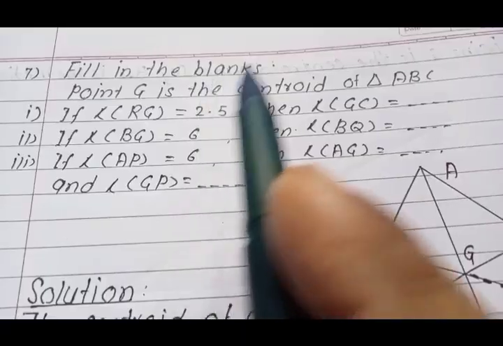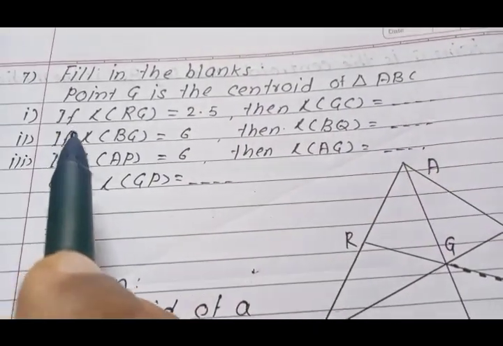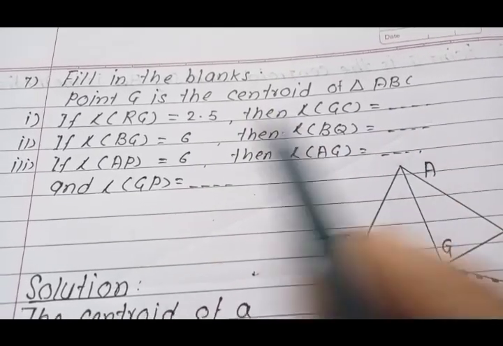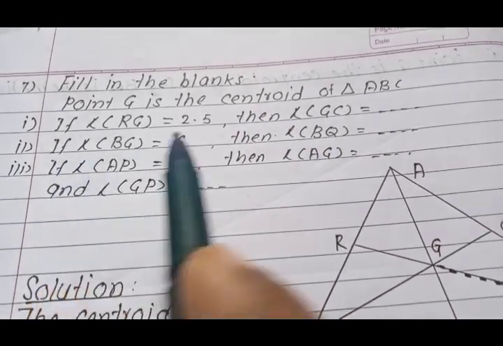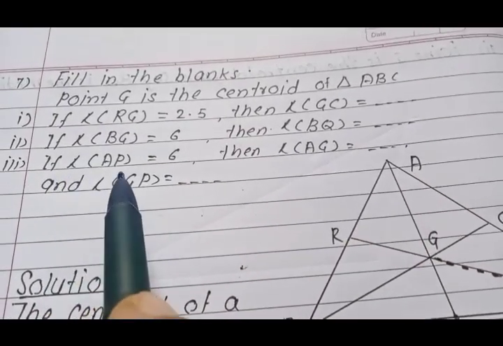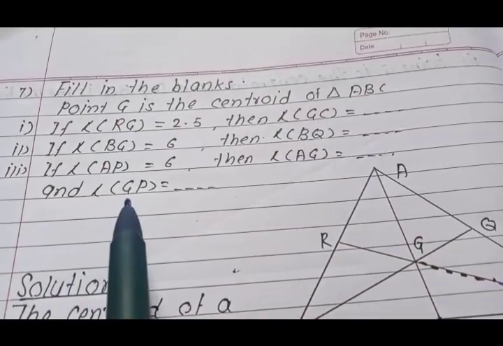Question 7. Fill in the blanks. Point G is the centroid of triangle ABC. Number 1. If length RG equals 2.5, then find length GC. Second, if length BG equals 6, then find length BQ. Number 3. If length AP equals 6, then find length AG and length GP.